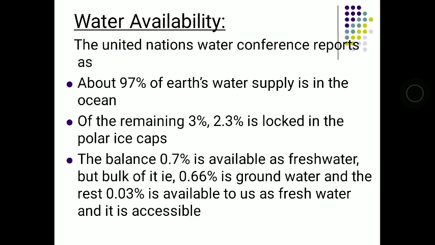First thing, the United Nations Water Conference reports that 97% of Earth's water supply is in the ocean. Our Earth is a blue planet. Why is it called a blue planet? Because most of the part is water, but what is the use of water which we can't drink, right? So 97% of Earth's water is in the ocean, and out of 100%, the remaining 3% is fresh water, of which 2.3% is again locked in polar ice caps. So we can't go to Antarctica to drink water, right? So it's not easily accessible.